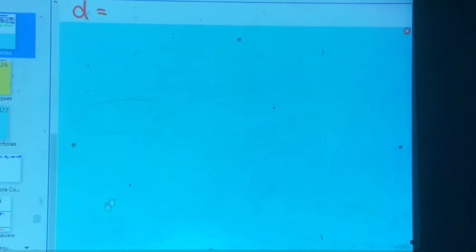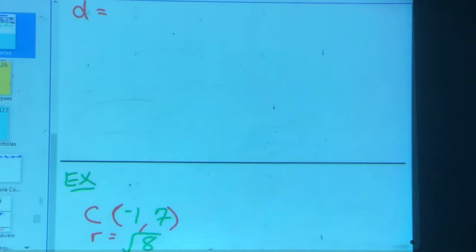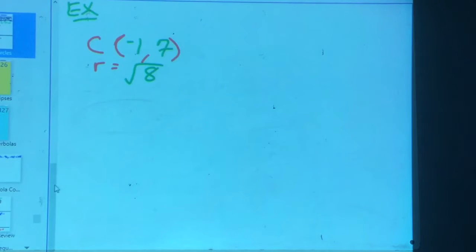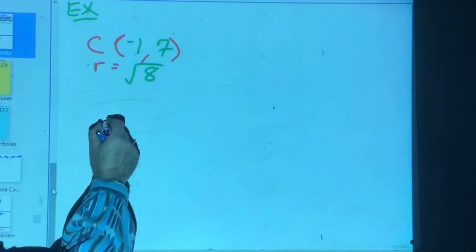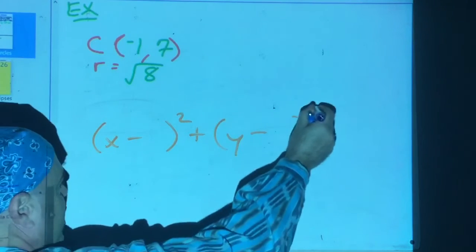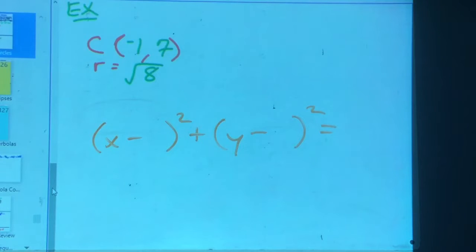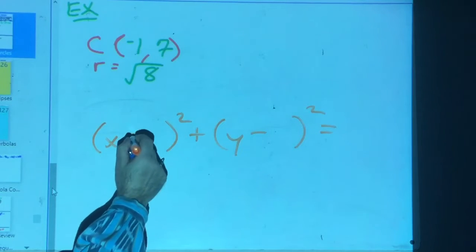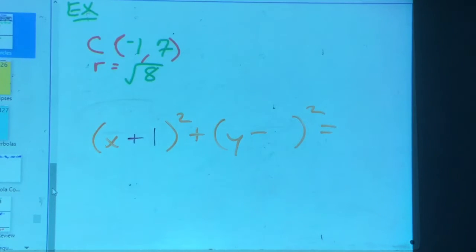Next up, now you could be given a picture or some information. This time they just gave us the center and the radius, and they would like for us to write an equation in standard form. So we're going to take h and k and plug them in. If h is -1, then this will turn into plus 1, and k is 7, so that will be -7.